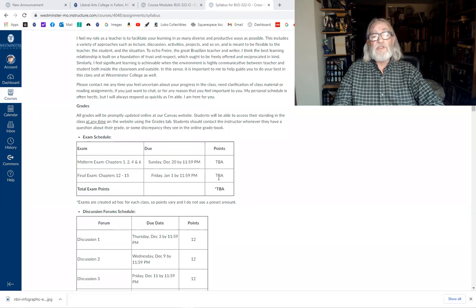I can't remember the exact points on this. I have written the midterm and the finals already. They are up on the website, as I'll show you later. It's in the 70-point range for each of them.